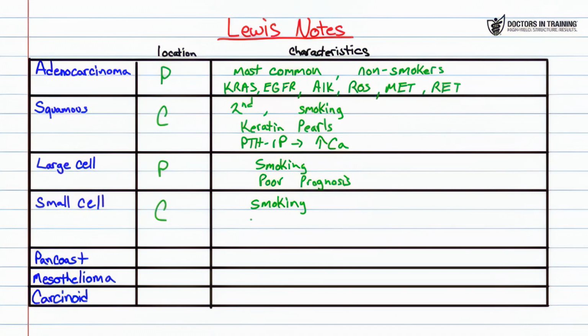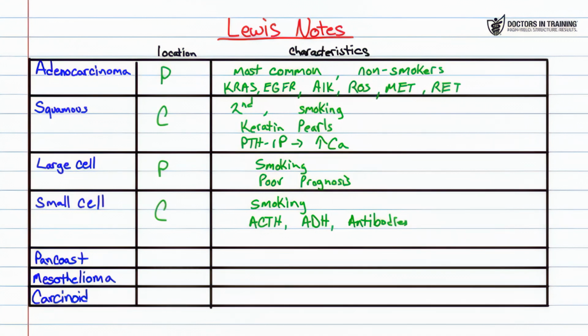So what is it going to secrete? Remember, it's going to secrete ACTH. It's also going to secrete ADH. That's another big one. And remember, it's going to make those calcium channel antibodies. So we have antibodies going after those things as well. And that's going to lead to our Lambert-Eaton syndrome.